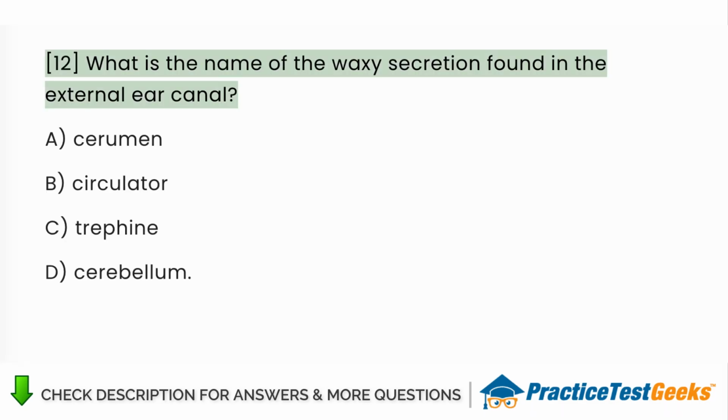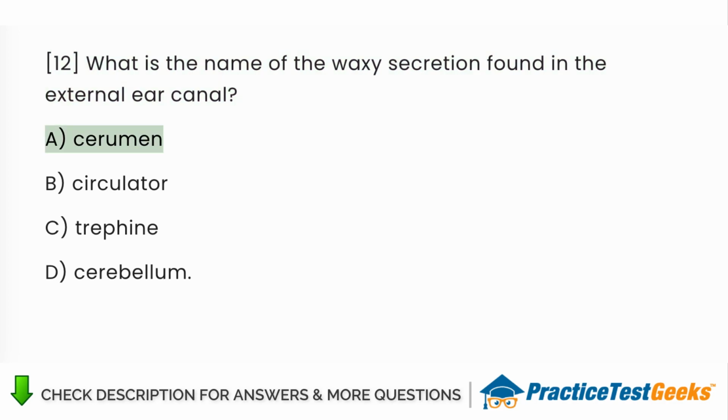What is the name of the waxy secretion found in the external ear canal? A. Cerumen. B. Circulator. C. Trephine. D. Cerebellum.